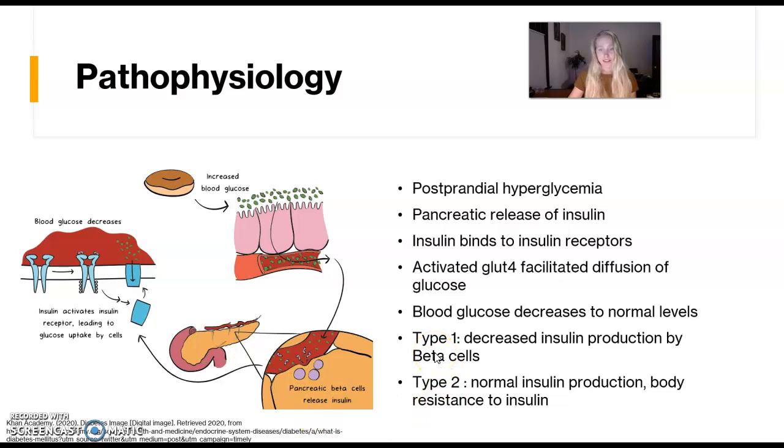Now in type 1, the pancreatic cells are destroyed, so they are not producing insulin. But in type 2, there is insulin flowing, it's just not activating the GLUT4 receptor.